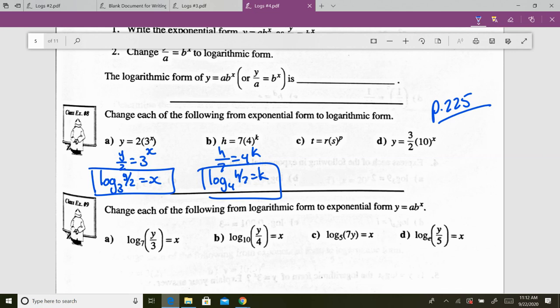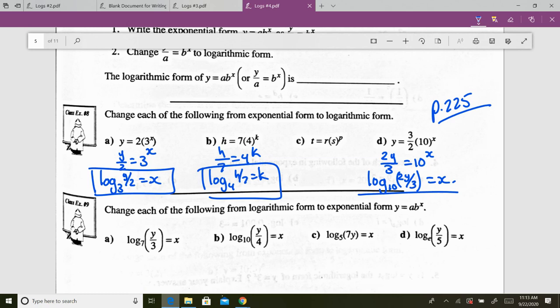3/2. If you divide by 3/2, what do you get? 1 over 3/2 is the same as 2/3, right? Because I can multiply the 2 up and divide off the 3. So I'm going to get 2y over 3 is equal to 10 to the power of x. And log it. So base 10. Sometimes if it's complicated like that, I'll put it in brackets, but you don't have to. Equals x. Okay.